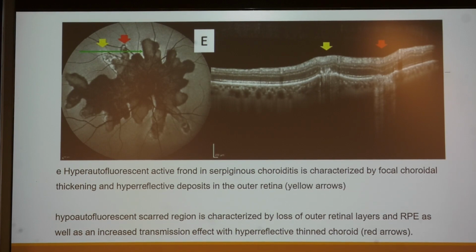The active lesion shows again thickening of the focal choroid and hyperreflective deposits in the outer retina. The yellow arrow shows the active part, and hypoautofluorescence scarred part characterized by loss of outer retinal layers and RPE, and the choroidal transmission is increased, so hyperreflective thinned choroid also seen underneath.